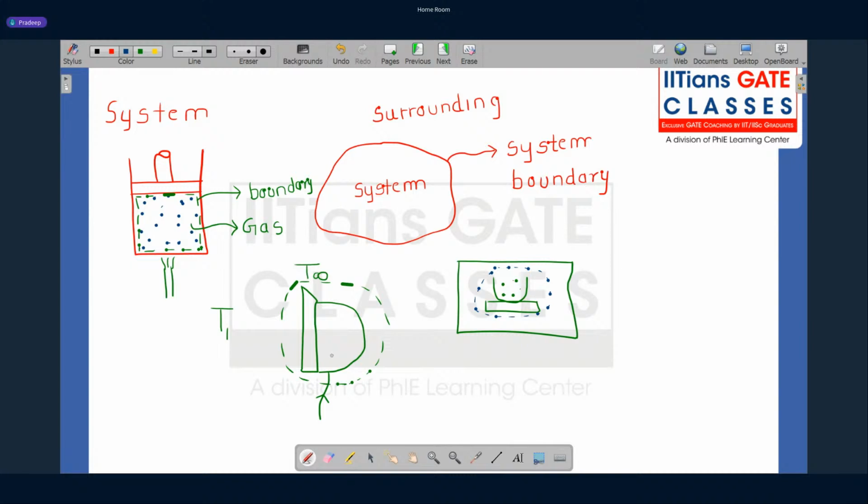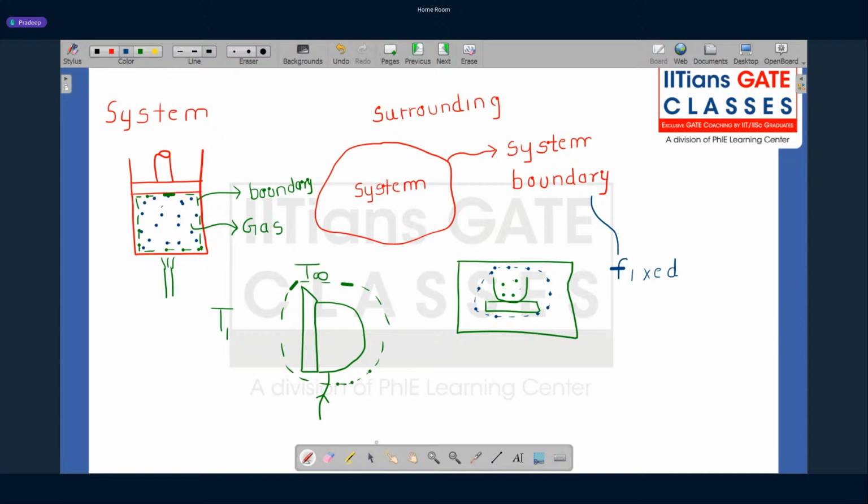Now let's understand another concept. We talked about having a system and a surrounding, and the system and surrounding are separated by the system boundary. Now what can we think about this boundary? Is this system boundary always fixed, or can it change also? When we are talking about thermodynamics and about a system, there is no constraint that the boundary of the system has to remain fixed. The boundary of the system can change with respect to time.